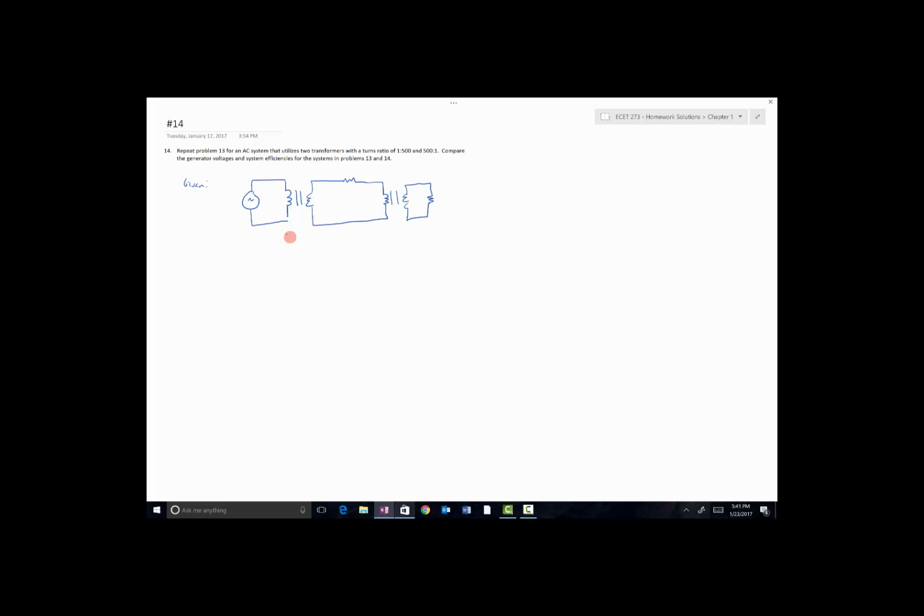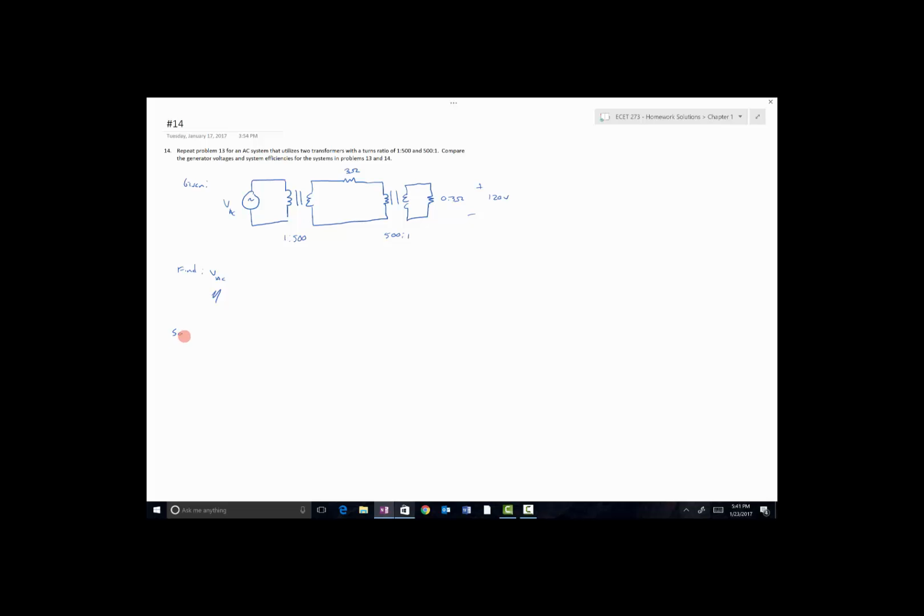We know that the turns ratio here is 1 to 500. Turns ratio here is 500 to 1. This resistance is 3 ohms, and this resistance total was 0.3 ohms. We also know that the supply voltage was 120 volts right there. So to solve this, we want to find VAC and the efficiency of the system, eta.